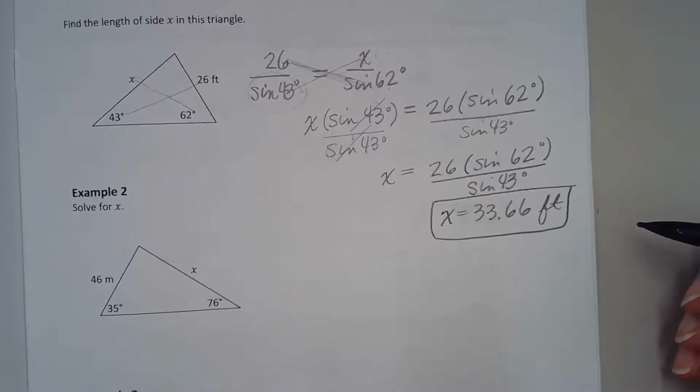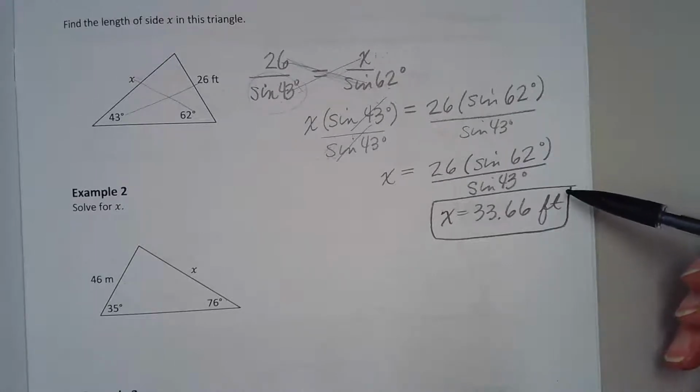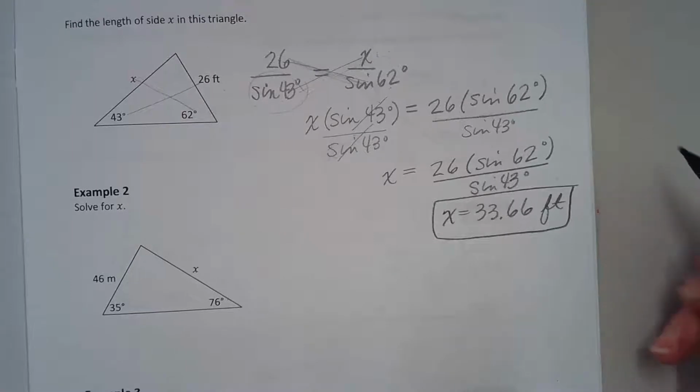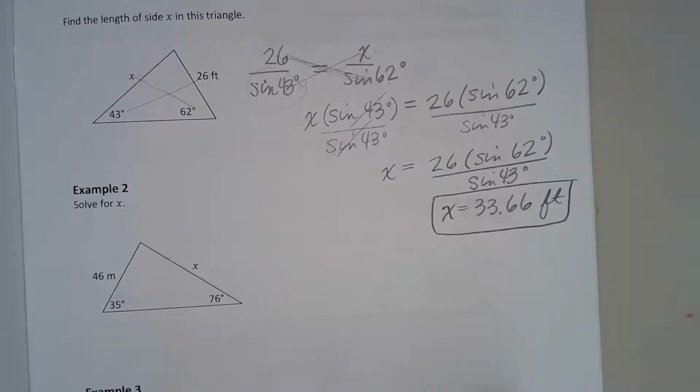25.99. Press mode. Just make sure that degrees is highlighted. Yeah, degrees is highlighted. Okay. Clear. 26 times sine 62, divided by sine 43.